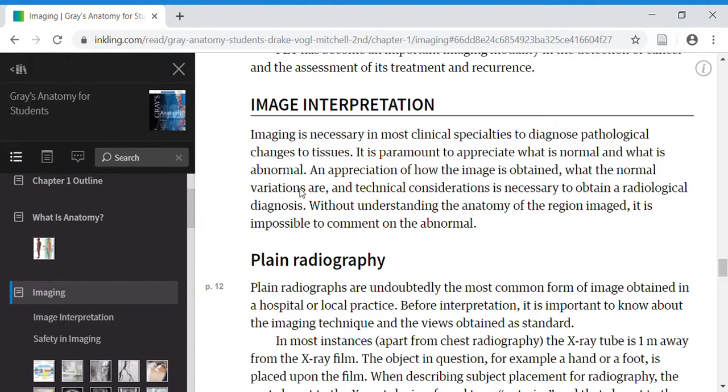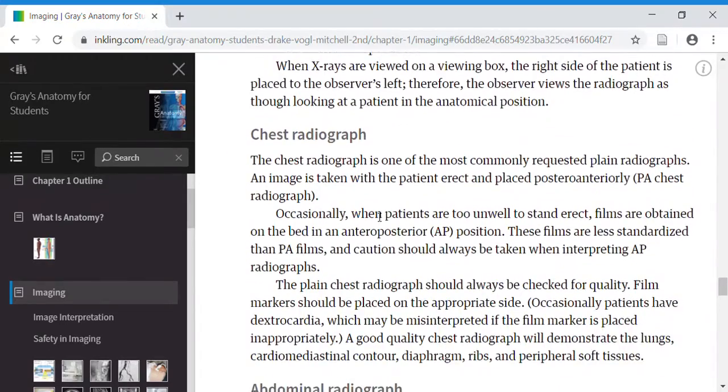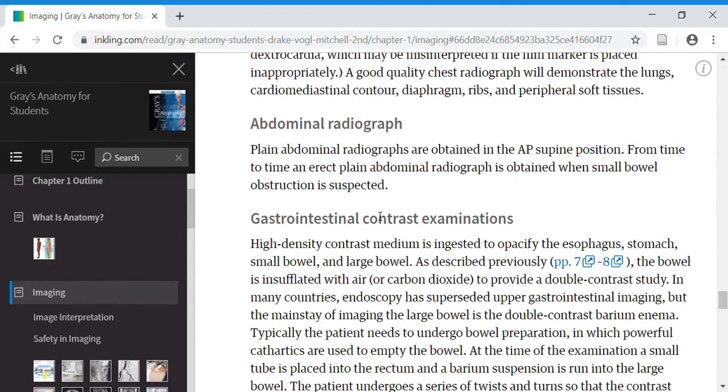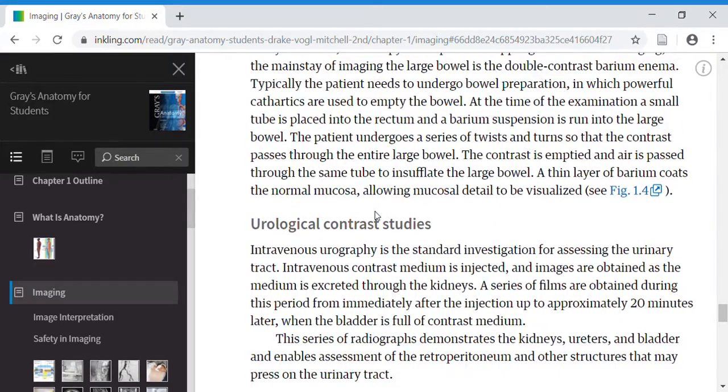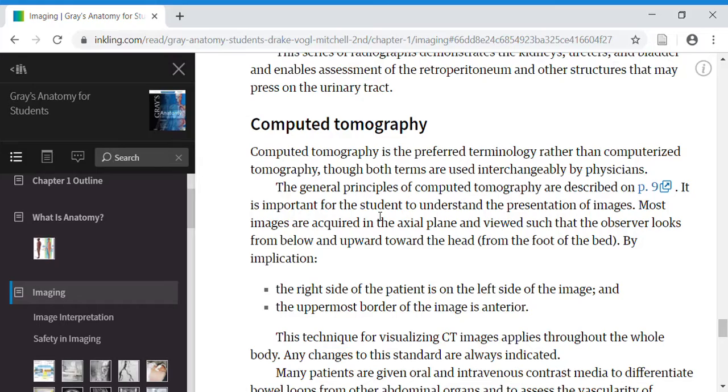Okay, hello. The last video that I made was on imaging and the various instruments used for imaging. This one is about interpretation. It's a little bit tricky to interpret images, so I prefer to skip this one.